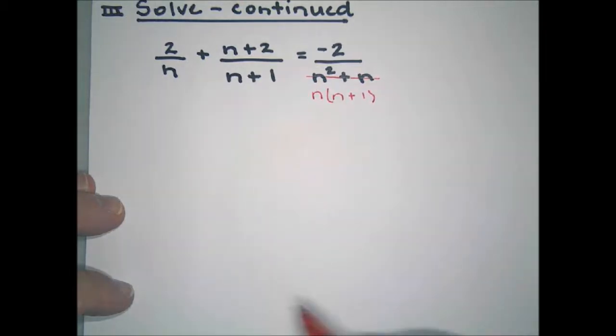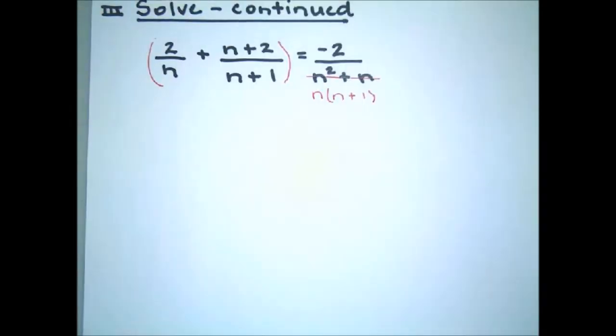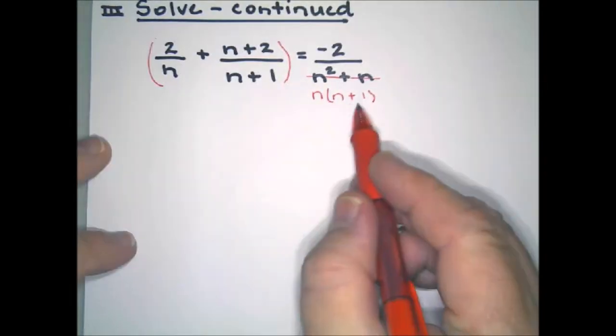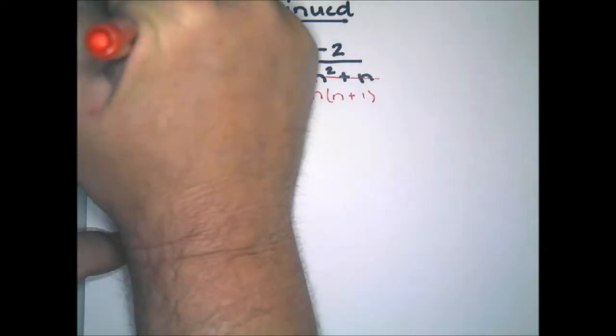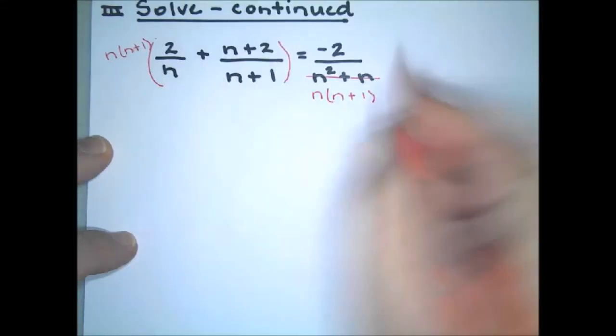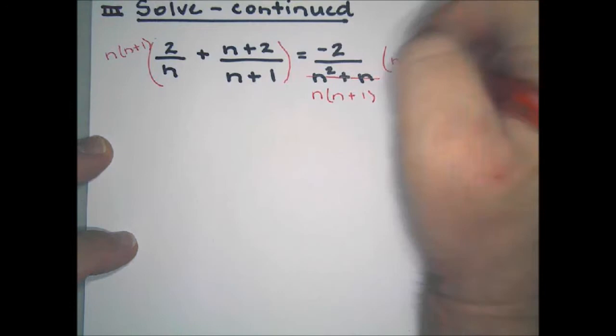So I'm going to multiply all terms in this problem by n times n plus 1. So I'm going to do it on this side, and I'm going to do it on this side.